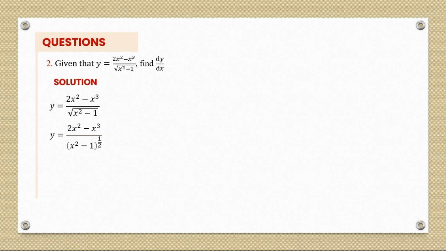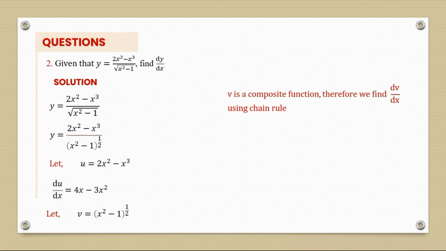Right, so let's look at this. y is equal to that. At the denominator we can represent that as (x squared minus 1) to the power a half. So I'll let u represent the numerator value. u shall be equal to 2x squared minus x cubed, so du/dx is equal to 4x minus 3x squared. Then we let v represent the denominator value. v shall be equal to (x squared minus 1) to the power a half. But v is a composite function, so there we find dv/dx using the chain rule.